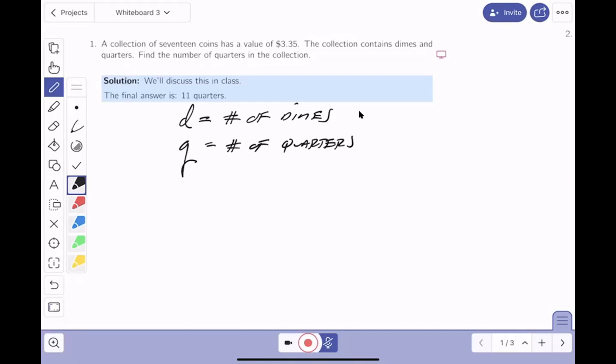Now, what do I know? Just in the first sentence, I know that if I added the number of dimes and the number of quarters together, I would have 17 coins altogether. And what else do I know? I know there's $3.35. Well, let me write this down. Every dime I have is worth 10 cents. So it's going to be 0.10 D. For example, if D was 1, it'd have 10 cents. If D is 2, it'd have 20 cents, and so on. And every quarter is worth 25 cents. So if 1 quarter, I have 25 cents, 2 quarters, 50 cents, so on and so on. How much money would I have? $3.35.